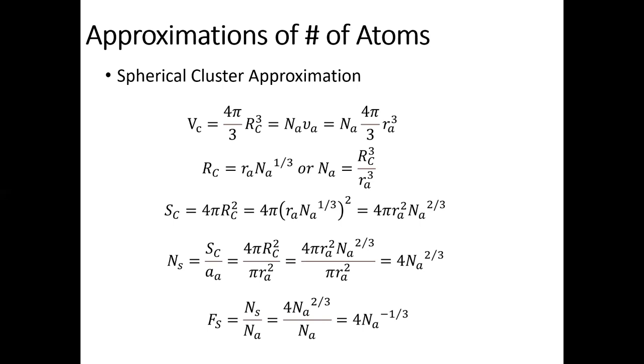Sometimes I do this in the middle of the night, but whatever happened, that answer is correct. So again, go through the algebra, please, for yourselves. It should work. And it turns out the fraction of the surface atoms, which is what we were interested in, is simply the number of surface atoms of the cluster divided by the total number of atoms, and you get 4 divided by the cube root of Na. That's just a spherical cluster approximation.